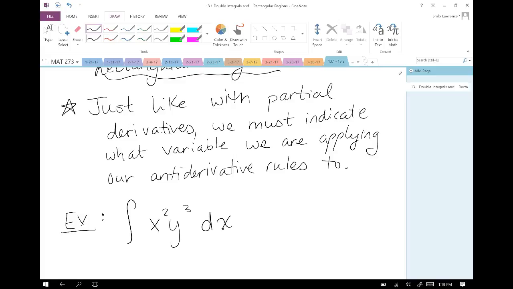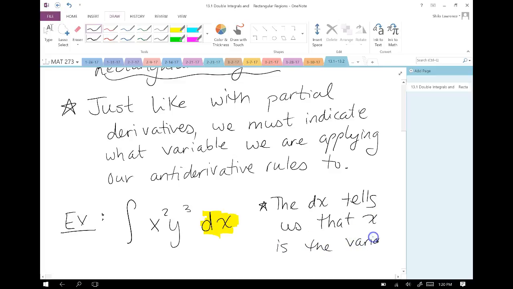It means x is the variable in that problem, and x is what we need to apply our antiderivative rules to. Any other variables we just treat like constants or coefficients, just like we did with partial derivatives, same exact rules. So what we're looking at is that piece right there to tell us how to do this problem. The dx tells us that x is the variable here, and we just treat the y as a constant or a coefficient.